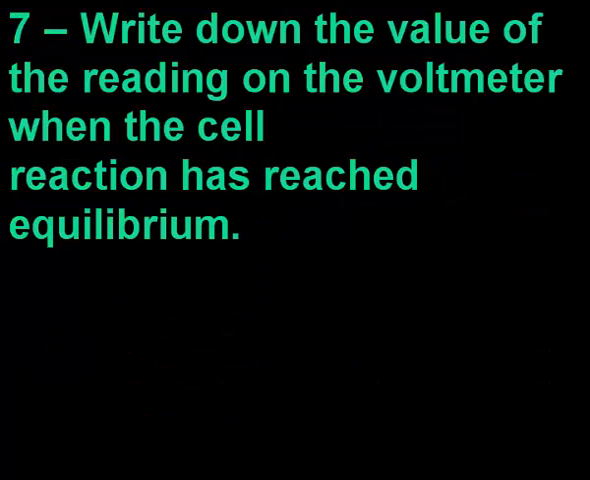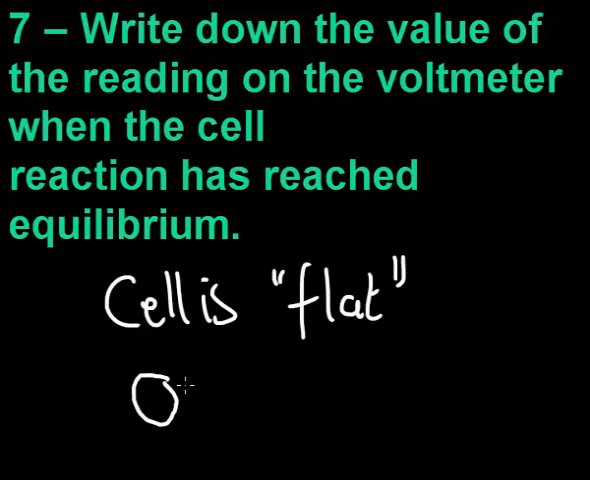Now the last question asks us to write down the value of the reading on the voltmeter when the cell reaction has reached equilibrium. Now when the cell reaction has reached equilibrium, we would see this as the cell has become flat, and that means that our voltmeter reading on it will be 0 volts.